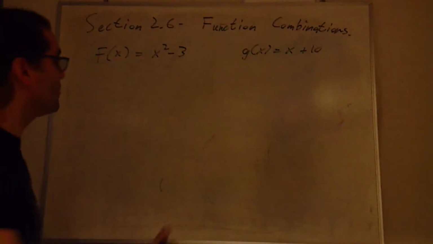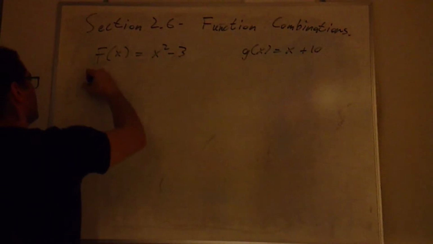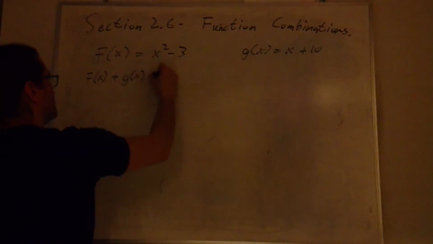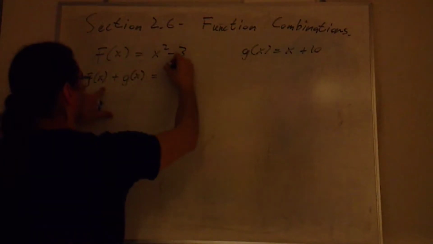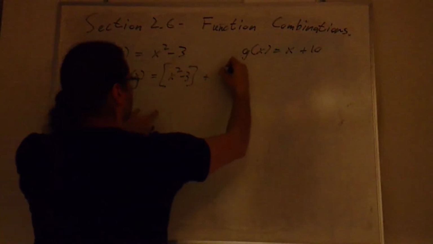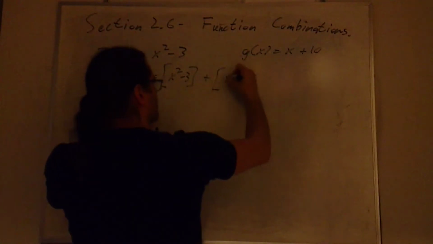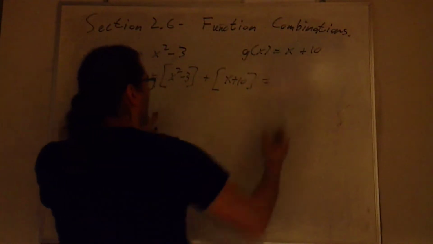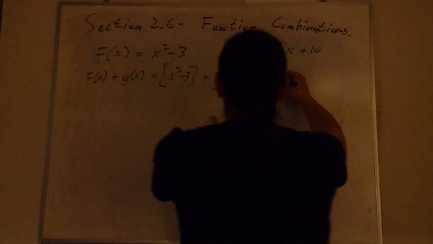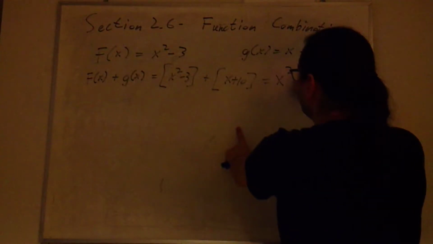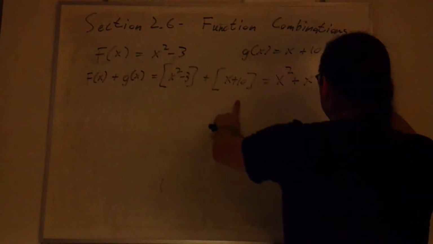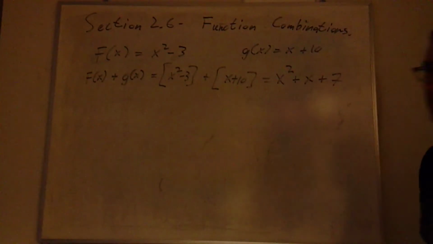Easiest and most simple way to combine these functions is addition. We all know about addition. So let's look at f of x plus g of x. F of x is x squared minus 3. G of x is x plus 10. And if you add them together, all you have to do is combine like terms. So this will give you an x squared plus x plus, looks like I'll get a 7. That's it, we're already done.